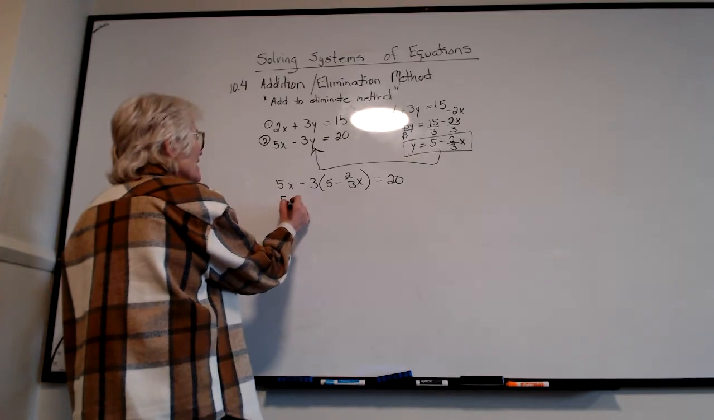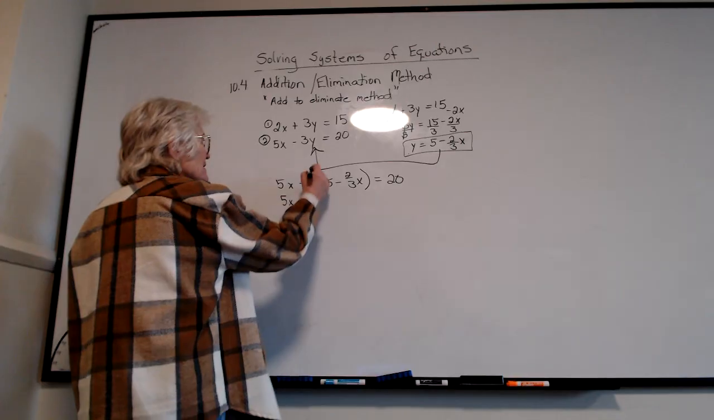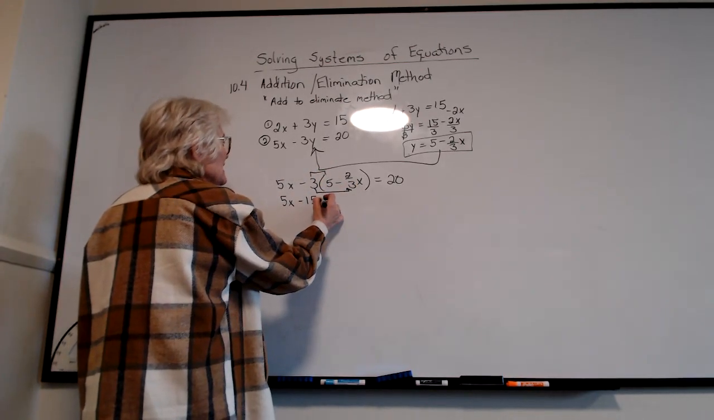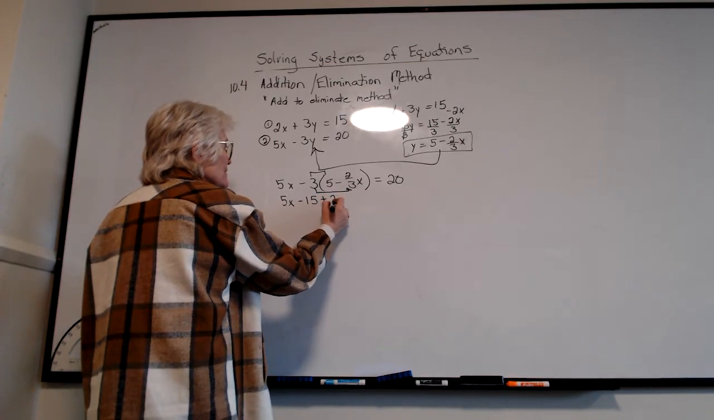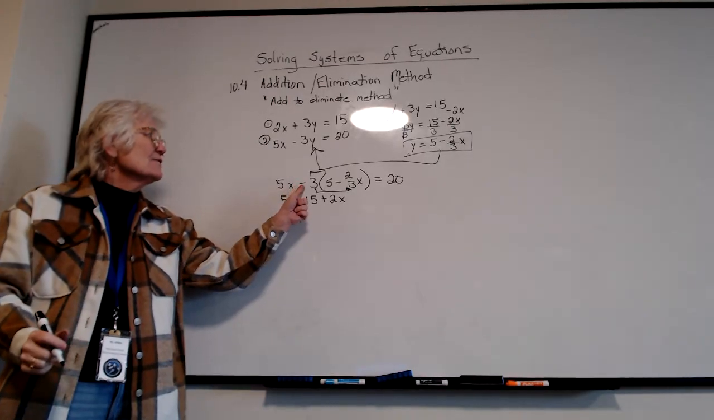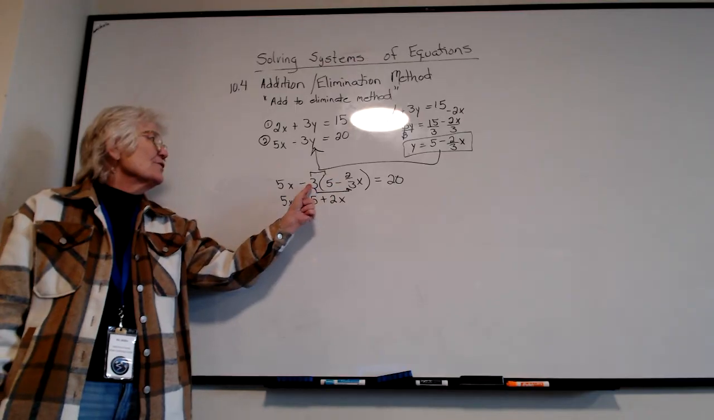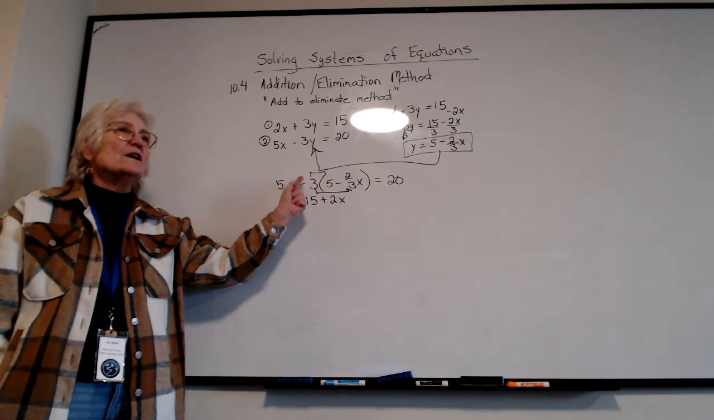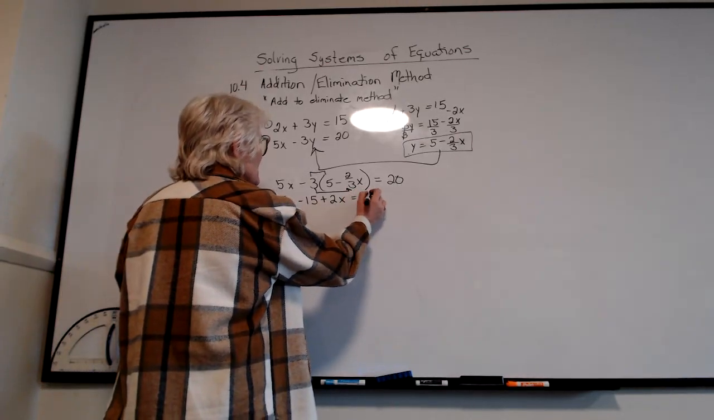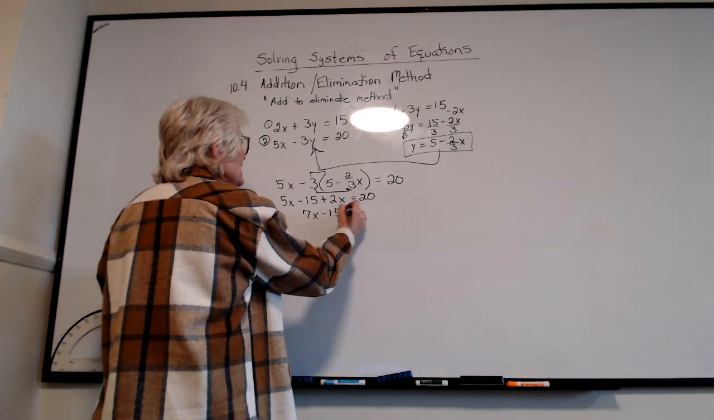Okay, so we got 5x. Negative 3 times 5 is negative 15. Negative 3 times negative 2/3 is positive 2x. Does everybody agree with me there? Negative times negative is positive. 3 times 2/3, 3 over 1, the 3's cancel, gives me 2. Equals 20. Okay, 7x minus 15 equals 20.